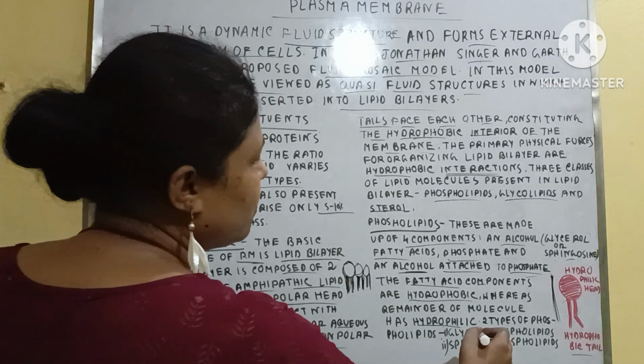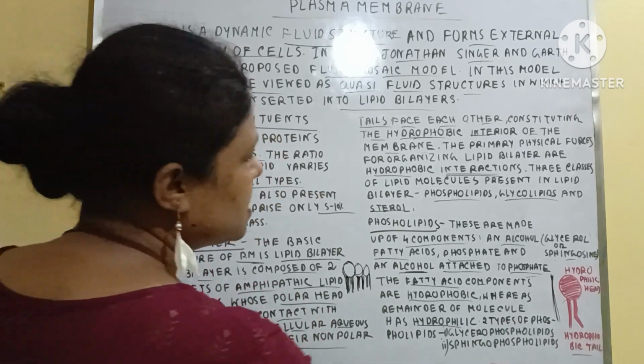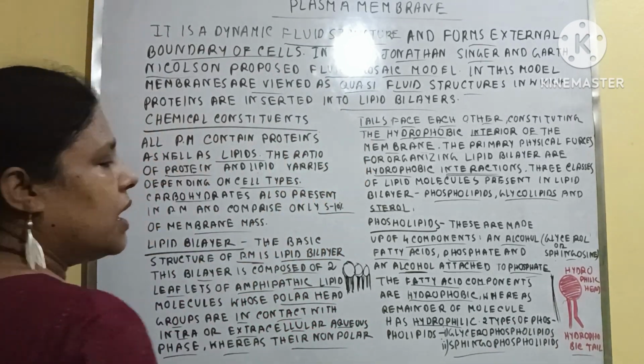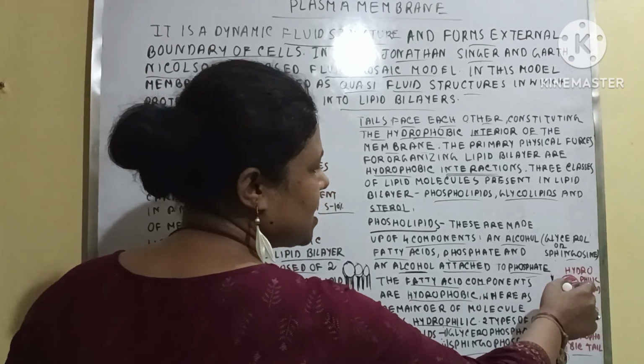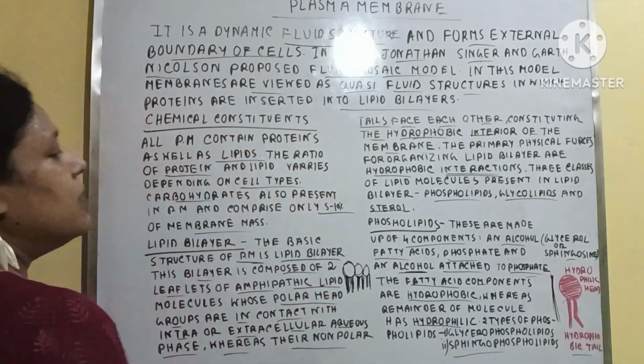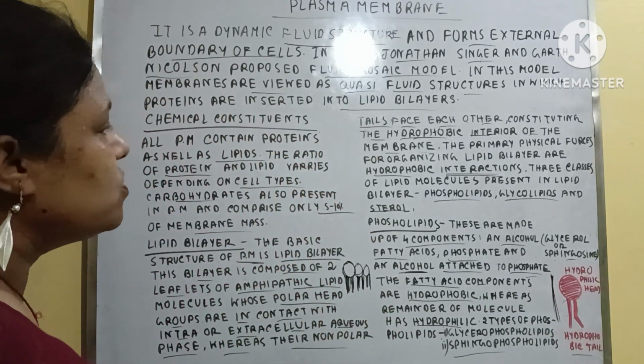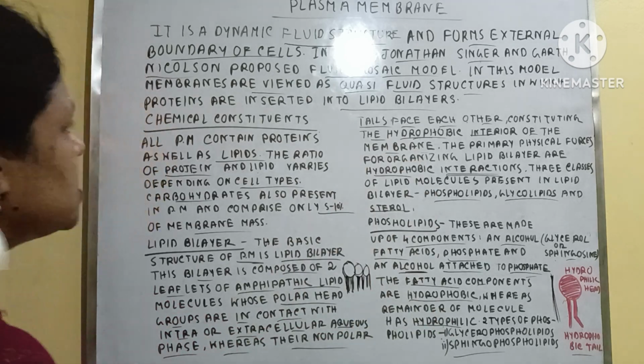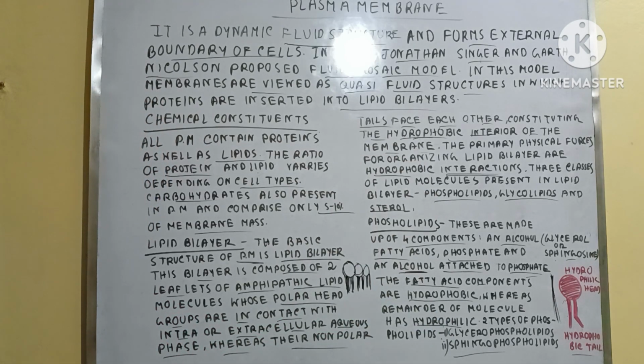Two types of phospholipids are there. One is the glycerophospholipids and another is the sphingophospholipids. And I have already explained about this structure. This is a very rough structure. So after this, I will try to continue the remaining structural part of the plasma membrane.